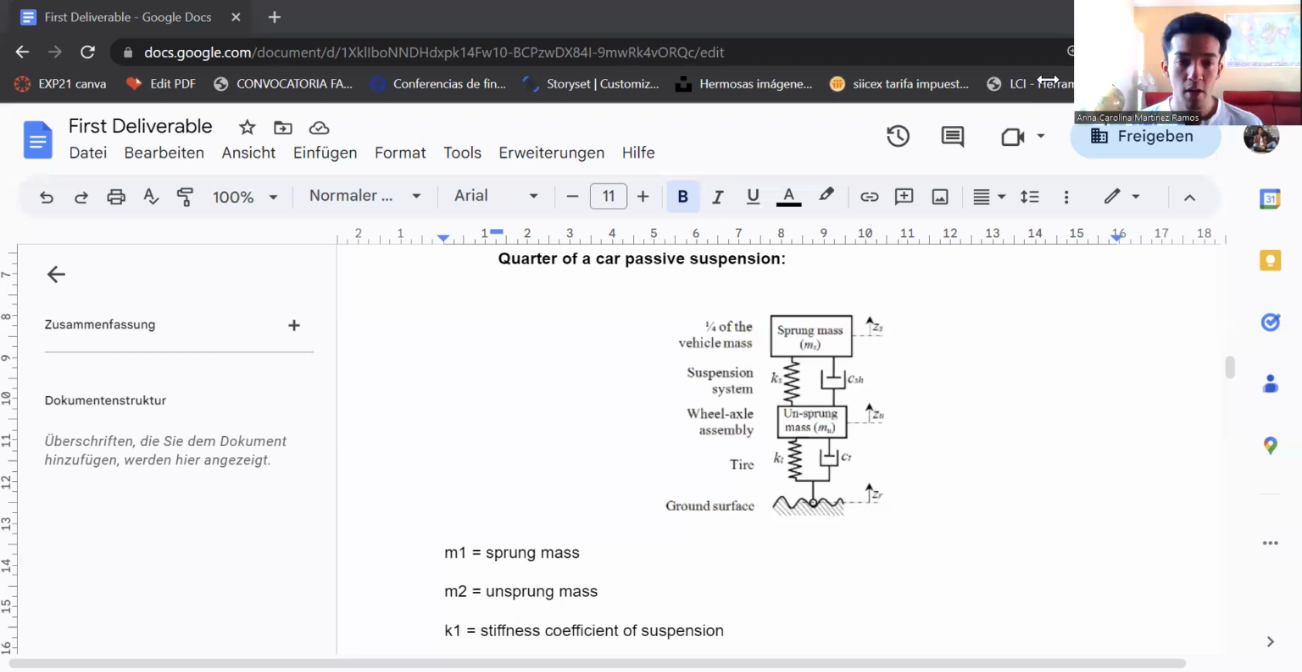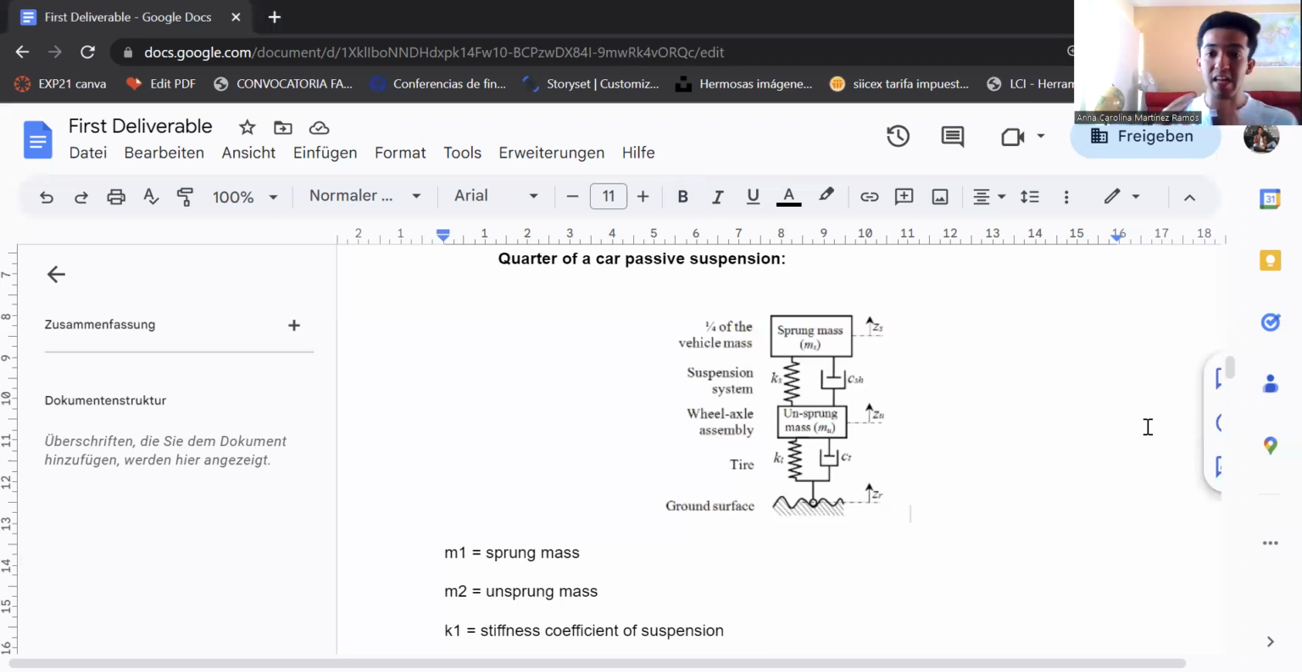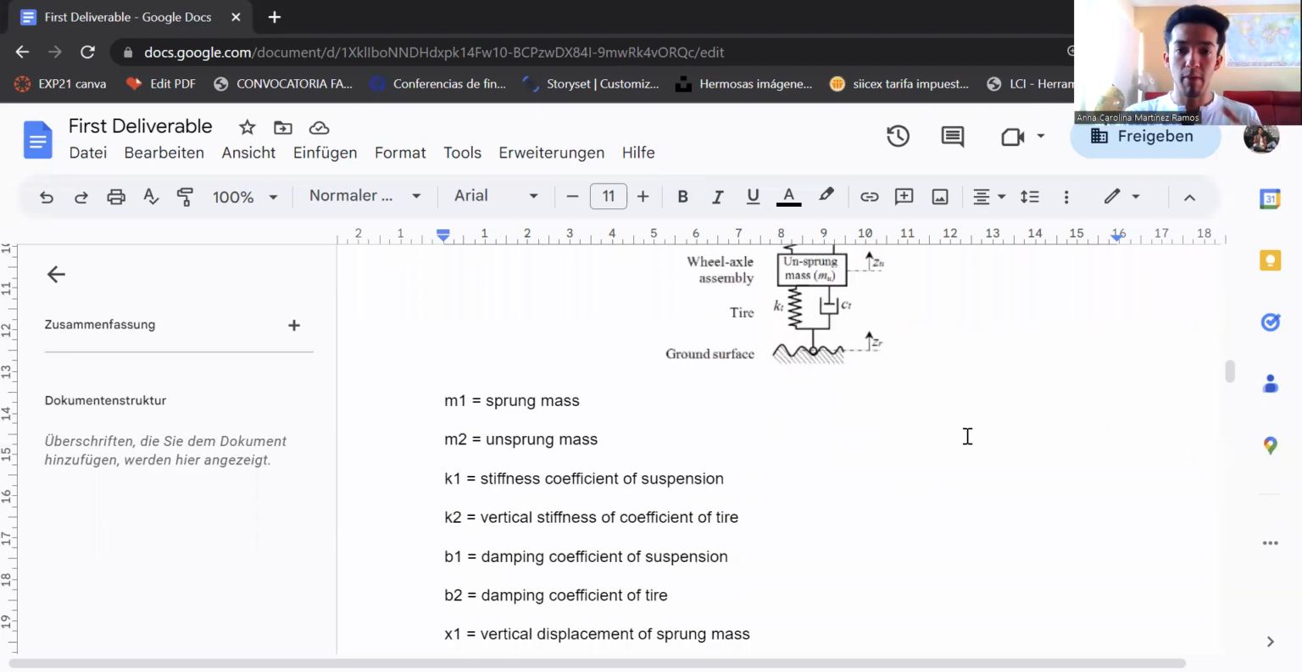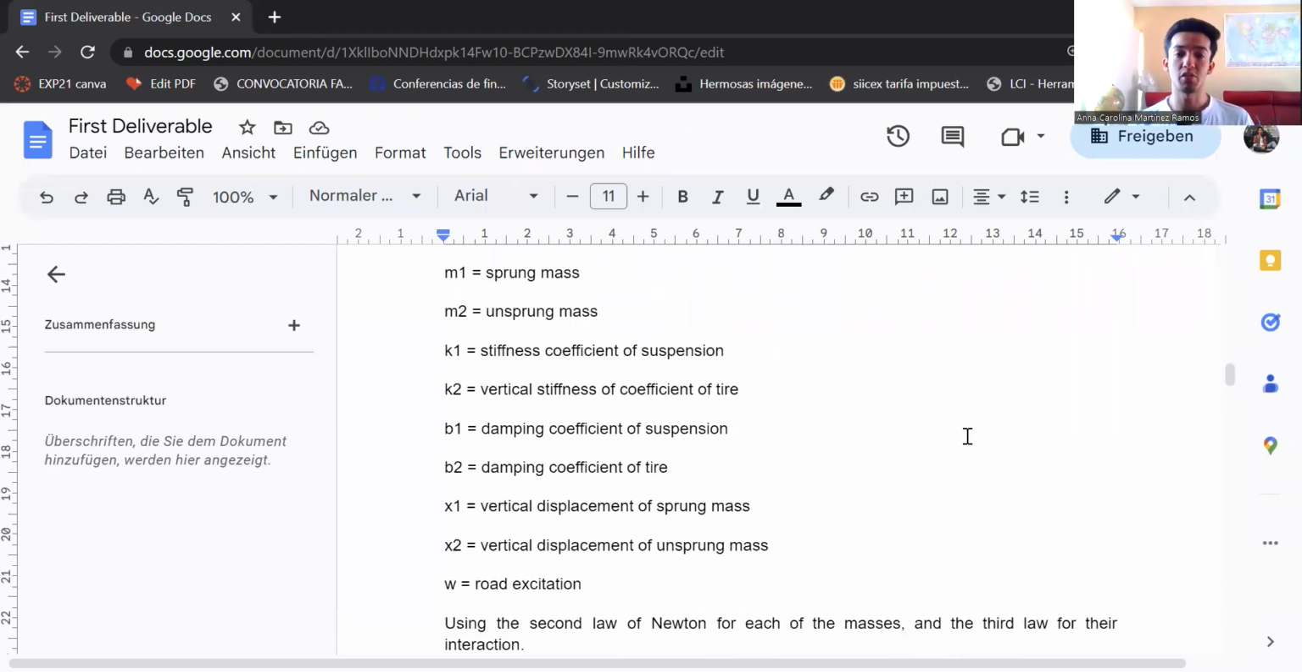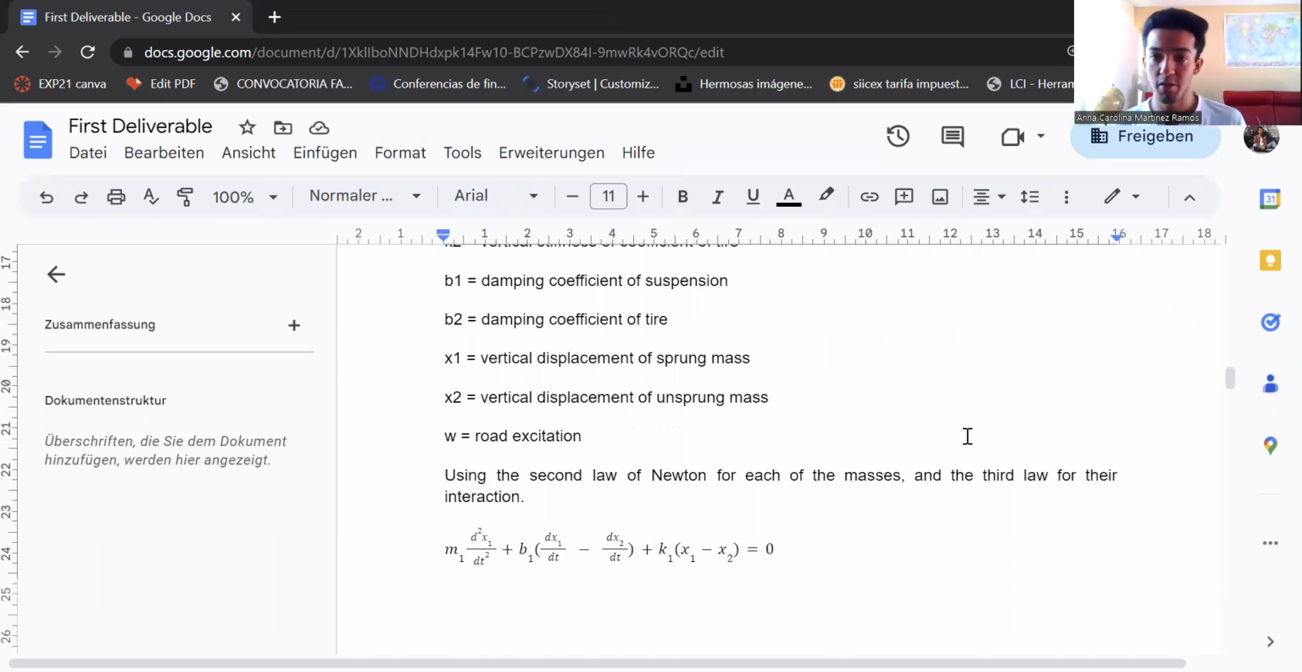There can be different equations for mathematically modeling the suspension systems. Each equation represents different correlations for this sample study. The equations obtained have the purpose of modeling the relation between the sprung mass and its vertical displacement. For this activity, we focus mainly on the quarter of a car passive suspension. We chose this diagram and we chose its main variables and what we're going to call them. For M1, we have sprung mass, unsprung mass, stiffness coefficient of suspension, vertical stiffness coefficient of tire, damping coefficient of suspension, damping coefficient of tire, among others.